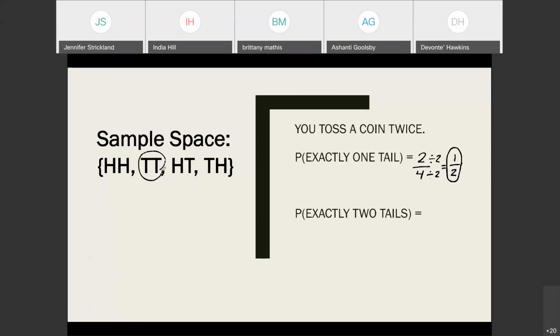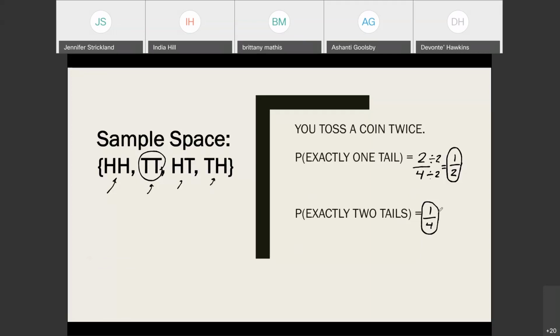So one's going to go on the top. And then remember, on the bottom, you put the number of things in the sample space. So counting 1, 2, 3, 4, 4 goes on the bottom. And that one is already reduced. And we're done.